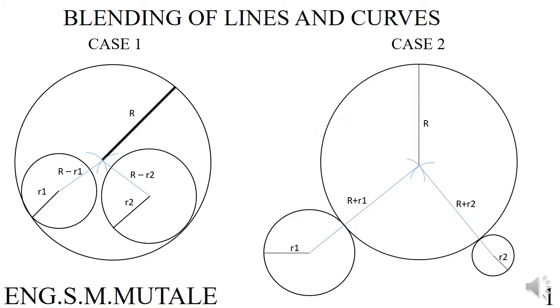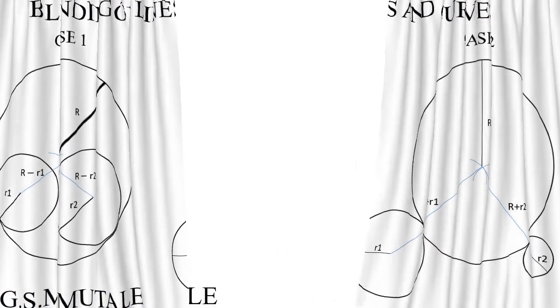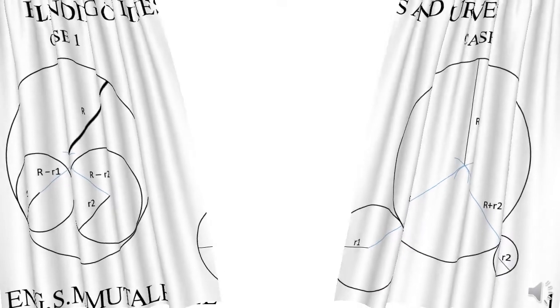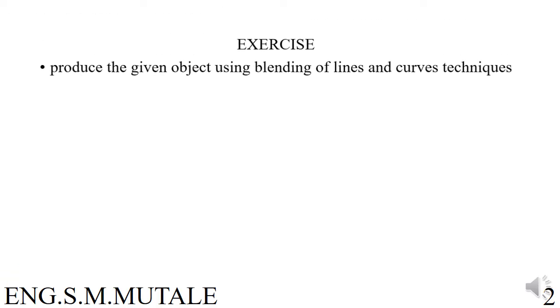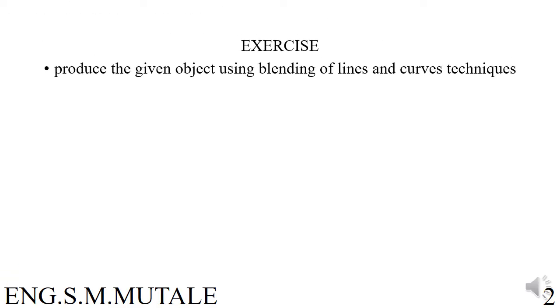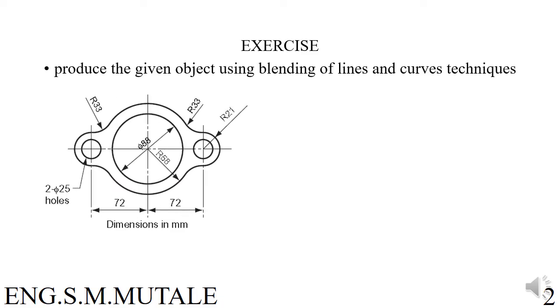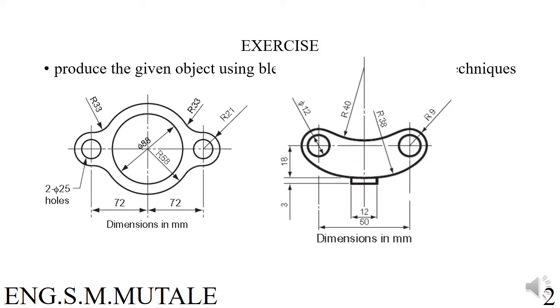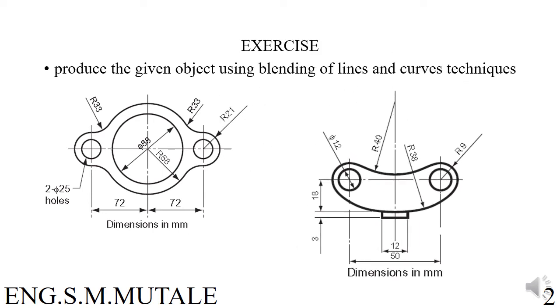Let's make some sense from what we're doing. Let's look at an example. Okay, so here we've got an exercise. We're saying produce the given objects using blending of lines and curves techniques. Okay, so you've got that as well as that one. This is how questions will be coming even in your exams. Okay, so let's start with the first one.